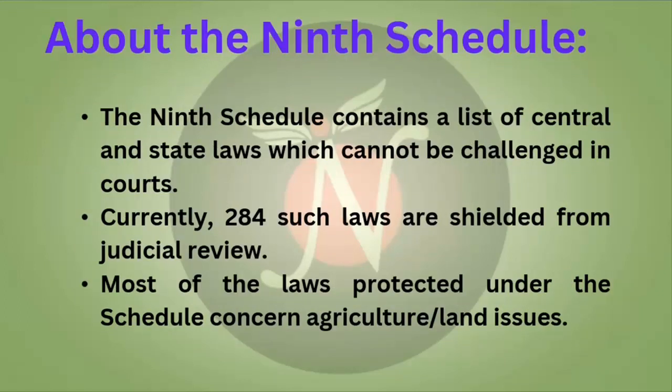Now we will discuss the ninth schedule. The ninth schedule contains a list of central and state laws which cannot be challenged in court. Currently, 284 such laws are shielded from judicial review. Most of the laws protected under the schedule concern agriculture or land issues.